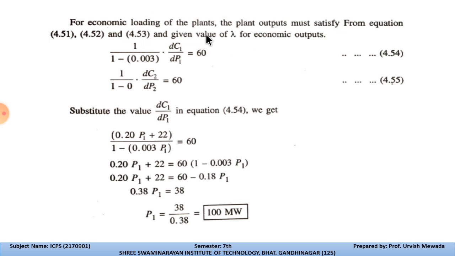And it is given that the multiplier lambda for the economic output is 60. So yes, 1 upon 1 minus 0.03 P1 times dC1 by dP1 is equal to 60. We have just made the subject over here, so that will be 1 by 1 times dC2 by dP2 is equal to 60. Now substituting the value of dC1 by dP1 in equation 4.54. So yes, by putting this value, that is 0.20 P1 plus 22 divided by 1 minus 0.03 P1 is equal to 60. So after solving this, P1 will be 38 by 0.38, so that means it is 100 megawatt.